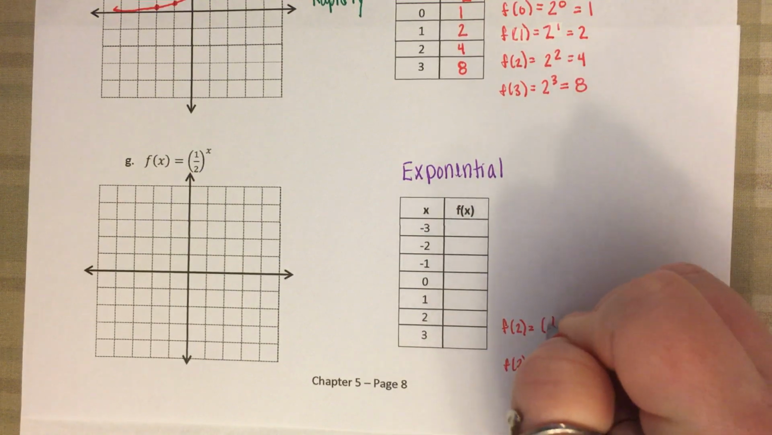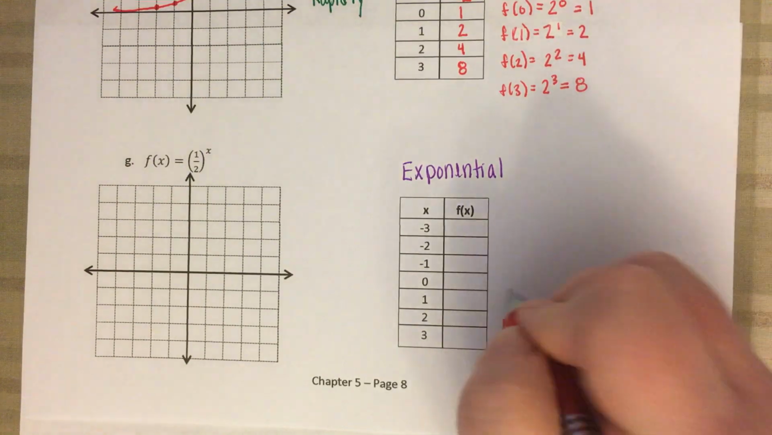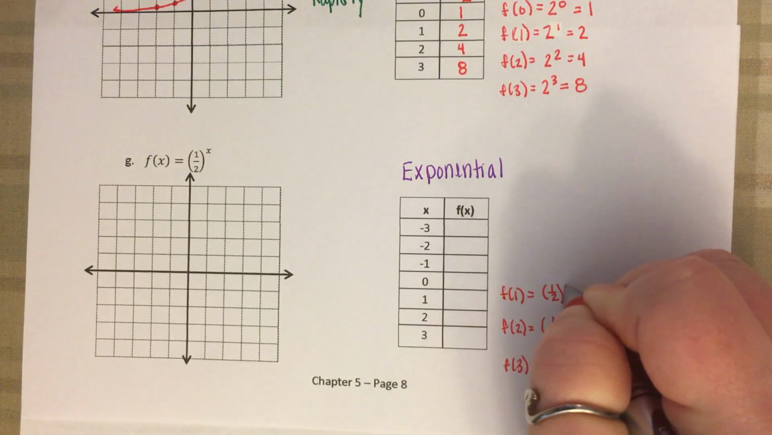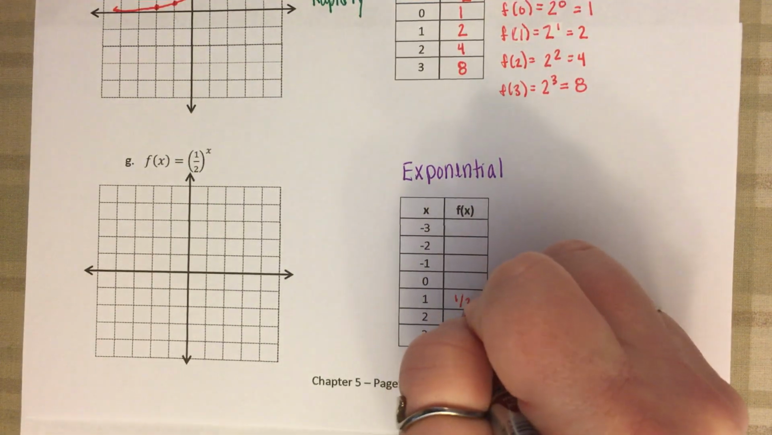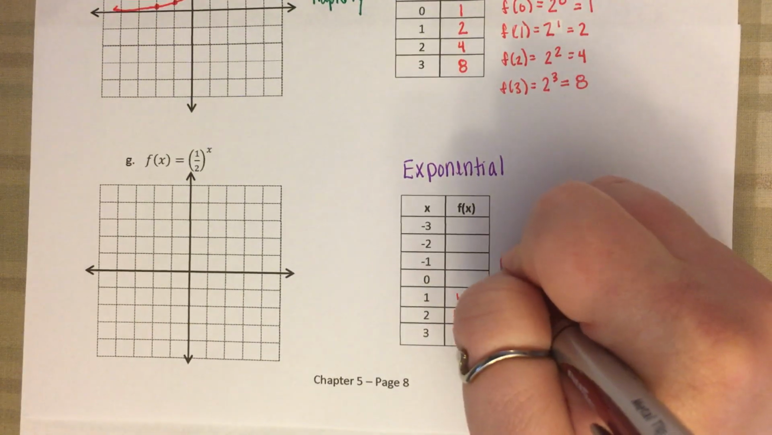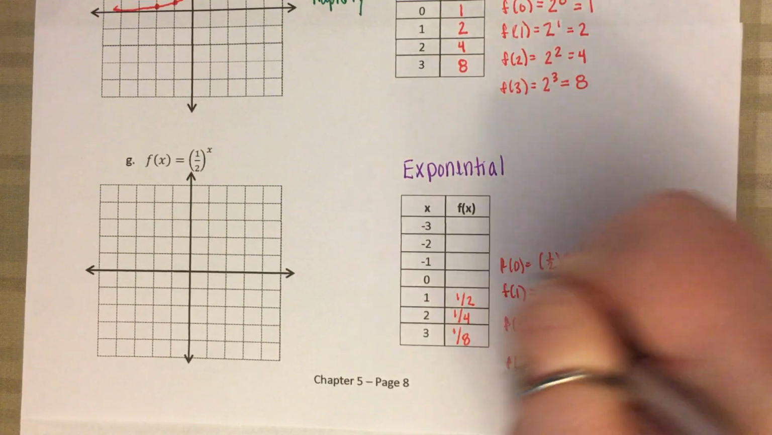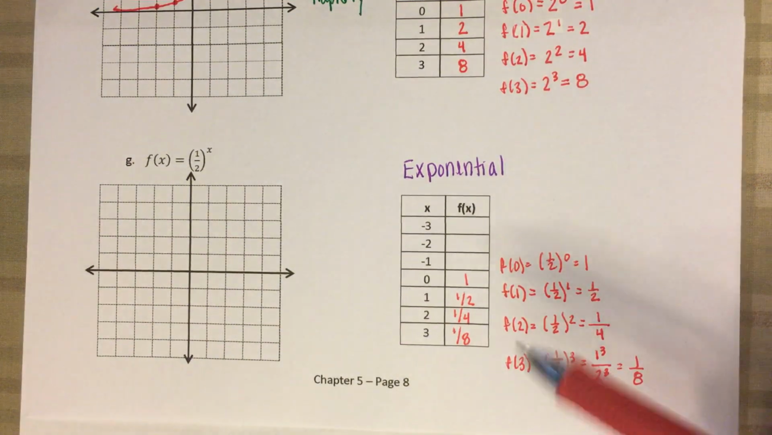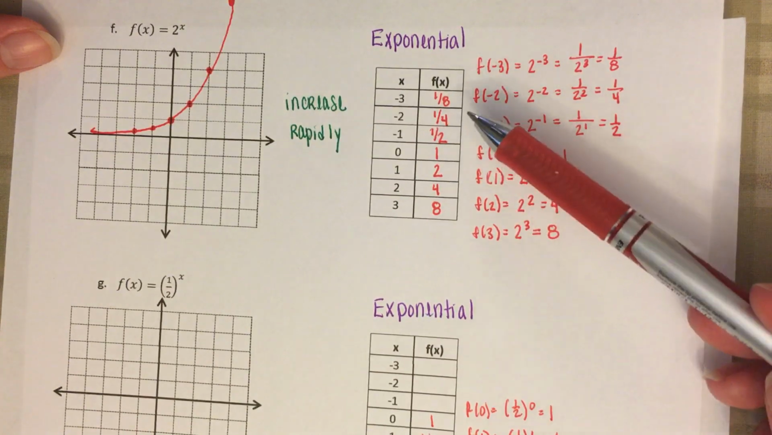F of 2, 1/2 squared. 1 squared is 1, 2 squared is 4. F of 1, 1/2 to the 1st power is just 1/2. F of 0, anything to the 0 power is always equal to 1. If we look at these values that we have, notice that they are kind of mirror images of the ones on this side.